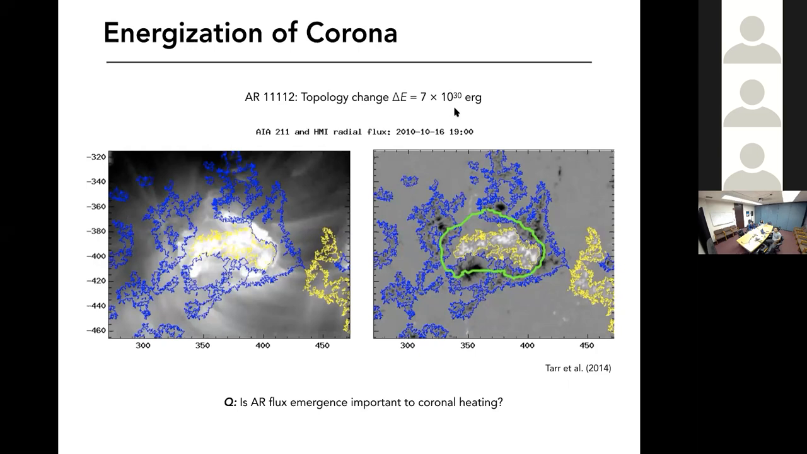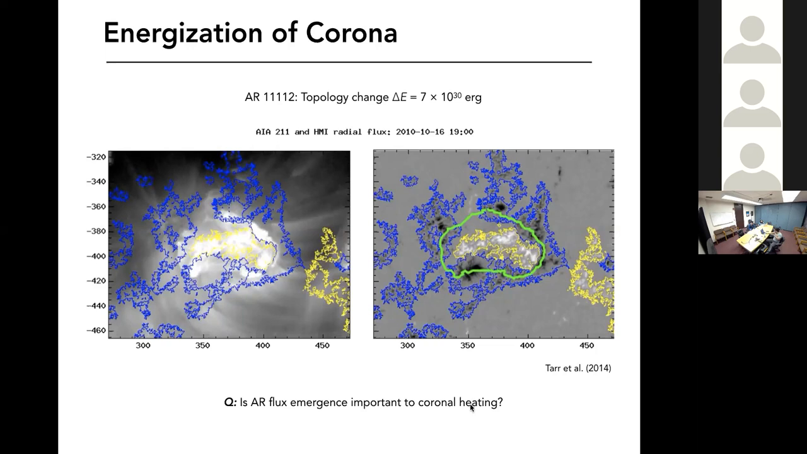The one number you probably need to remember is that for an X-class flare, the energy is 10 to the 32, okay? So an M-class flare is 10 to the 31. So this is comparable to an M-class flare spread out over several days. So it's sort of a quiescent release of magnetic energy that is actually heating the corona.